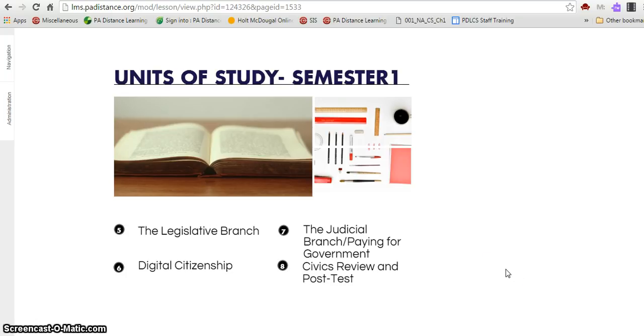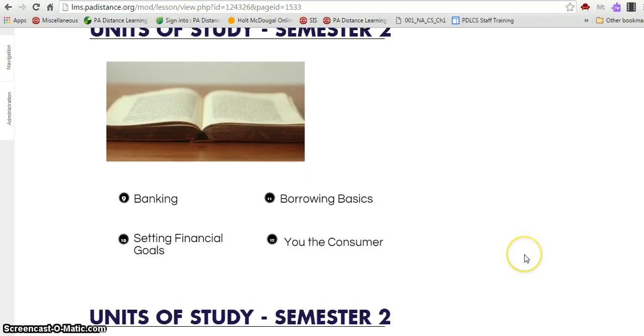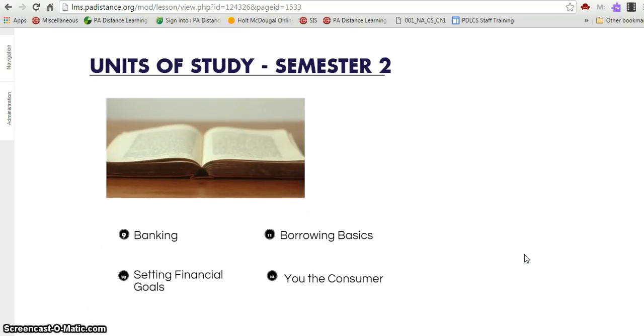We talk about digital citizenship this year. We talk a lot about how to be responsible online and how to avoid things like cyberbullying. Being at an online school, we really have to talk about what it means to be a citizen in our daily lives and when we log on the computer. We also talk about the judicial branch, and then we review civics and finish out with a post-test. Semester 2 takes a little bit of a different path. You're going to begin with studying banking.